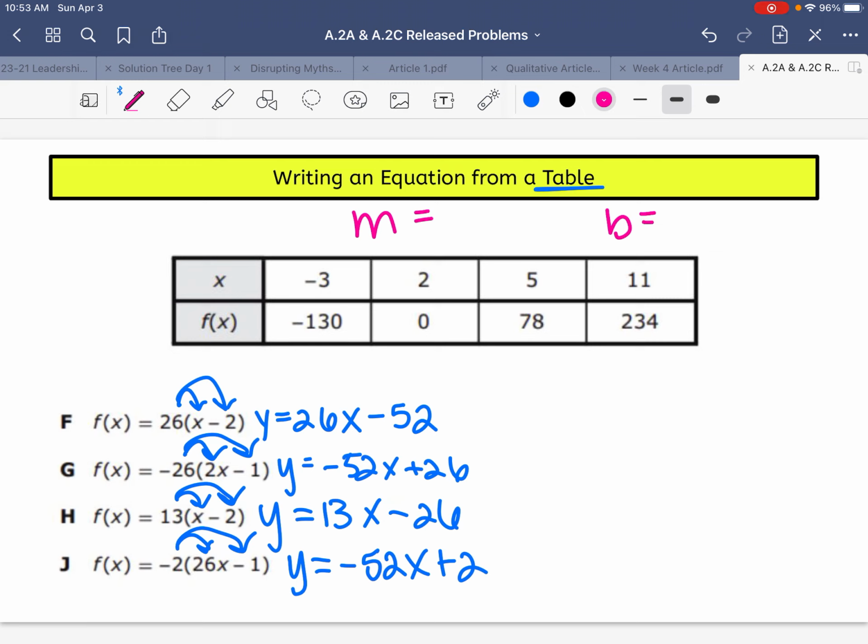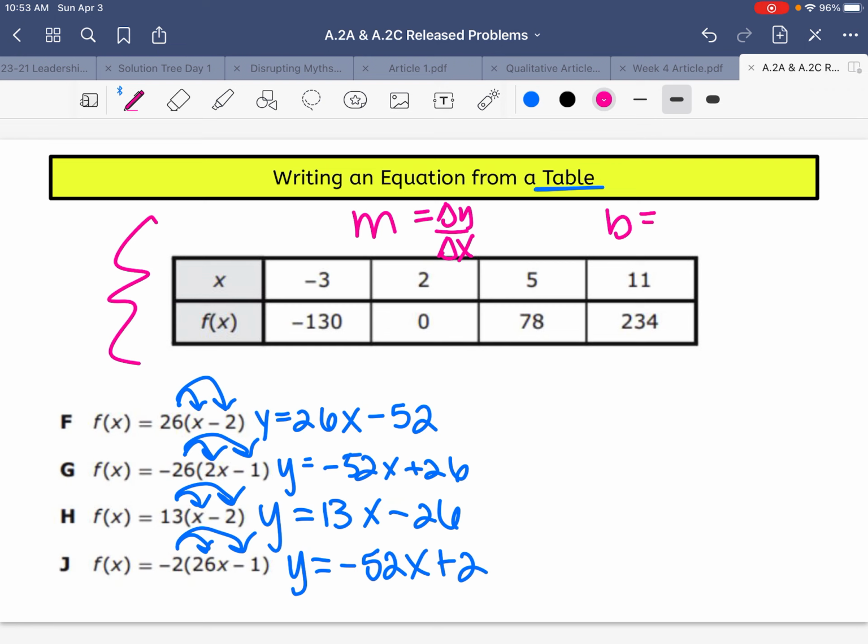Remember, m is slope and b is y-intercept. I'm going to now look at my table, my representation. So m, which is slope, is the change in y over the change in x. So I'm going to use the table.